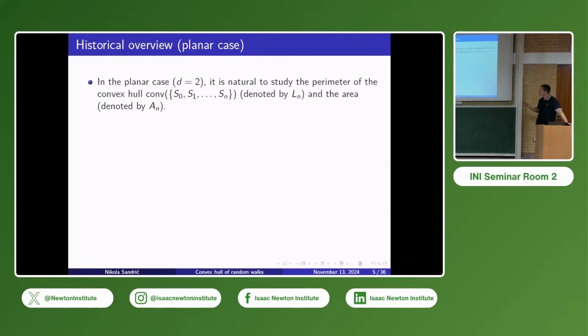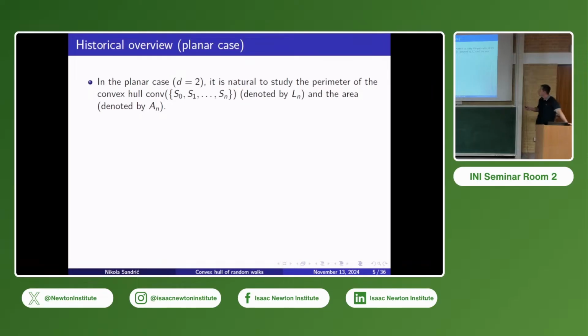Let me now say a few things about known results. This type of problems people started to study roughly 60 years ago. Of course, first in dimension 2. Again, we use the same notation, and also by Ln I will denote the perimeter of our convex hull, and by An we'll denote the area, and later we also have the diameter.